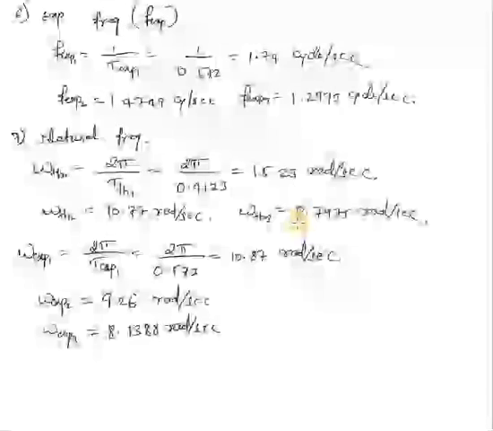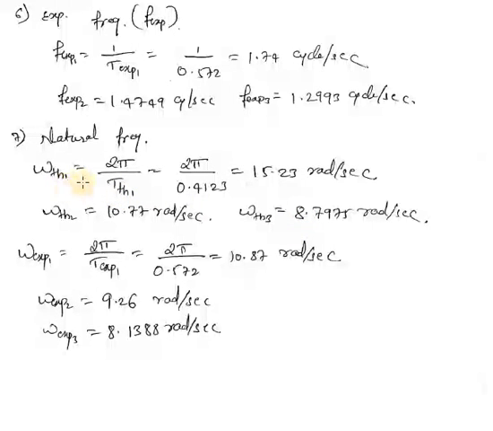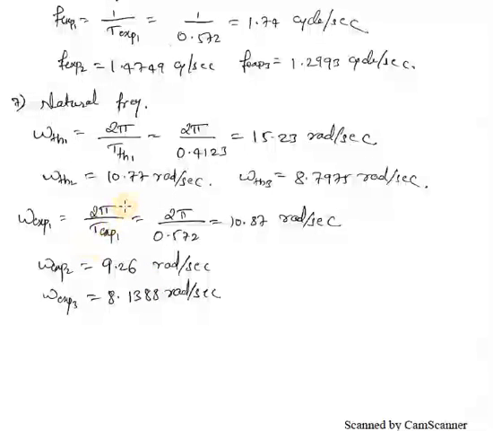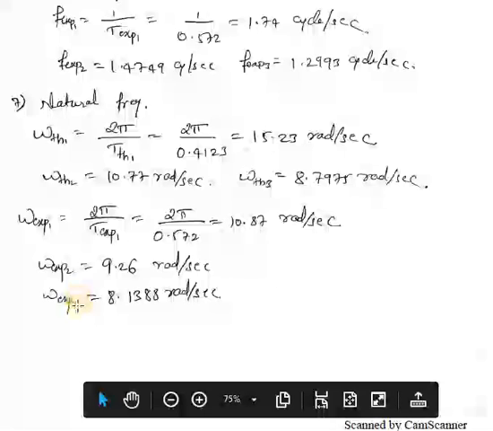Then you need to calculate the natural frequency. The theoretical natural frequency is given by 2 pi by T TH1, that is the theoretical time period. Substitute that, and you will get 15.23 radian per second. Likewise, you have T2 and T3, and with the help of those values you can get omega TH2 and omega TH3. Similarly, for the experimental natural frequency, it is 2 pi divided by T experimental. We have three sets of experimental time periods; substitute them, and you will get the natural frequency for the experimental values.